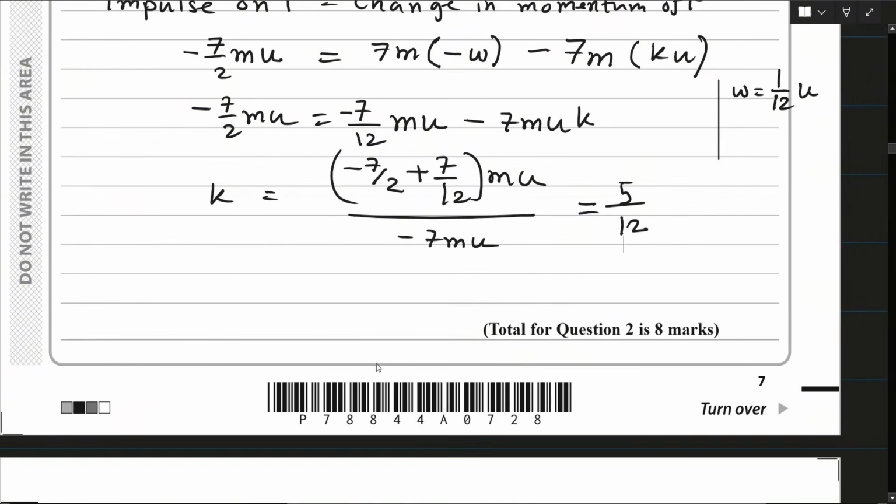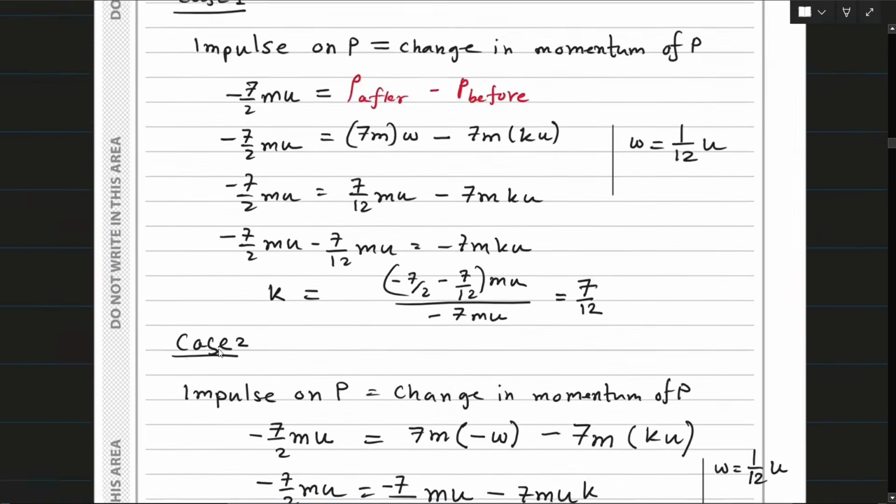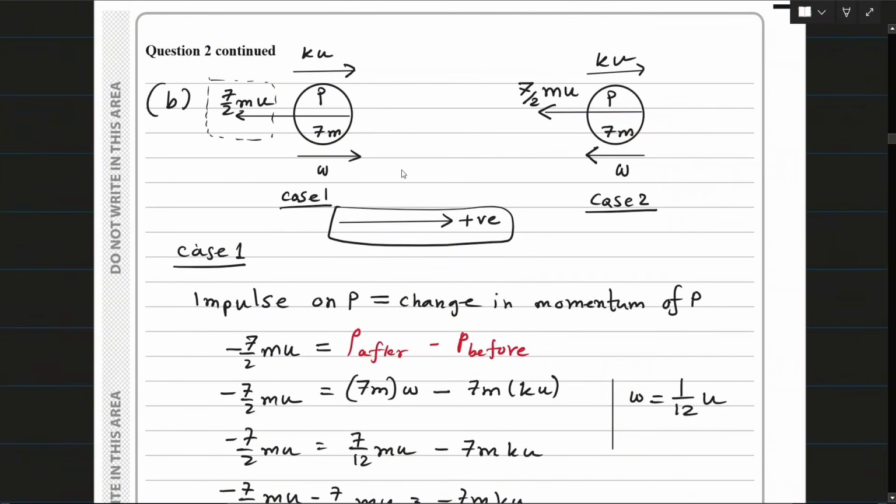So the two possible values of k would be 7 by 12 and 5 by 12. These are the two possible values of k. The reason why there are two possible values of k is because there are two possible velocities after the collision. The magnitude of the velocity after the collision is constant, but the direction is unknown. There could be two directions for the velocity after the collision. That's why we have two different values of k.